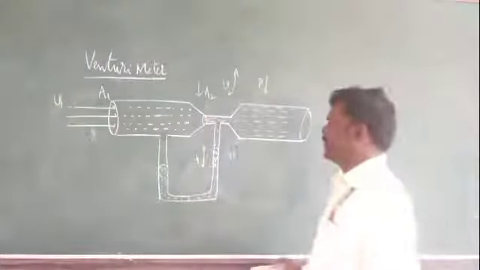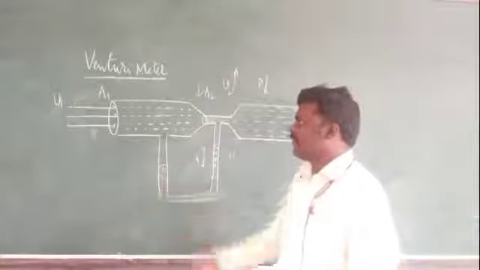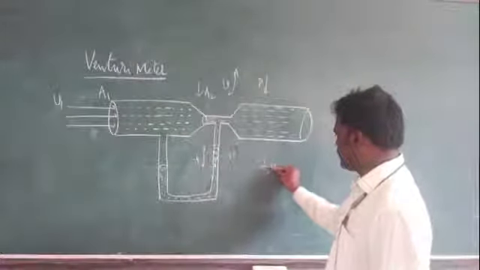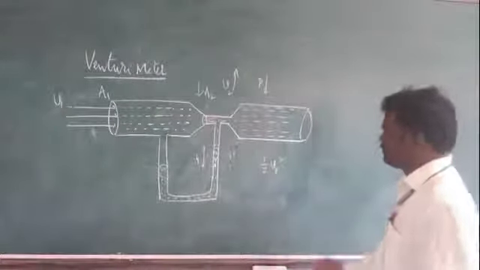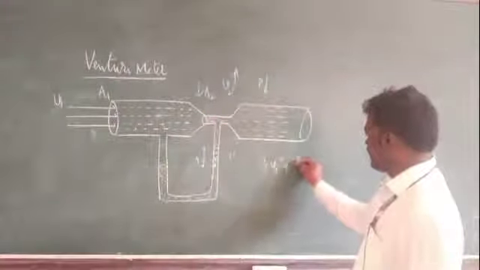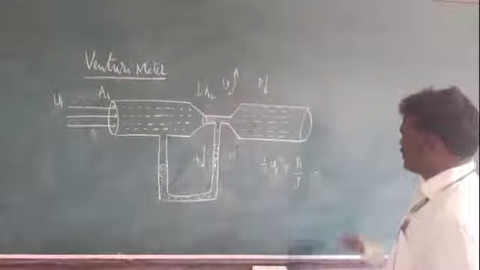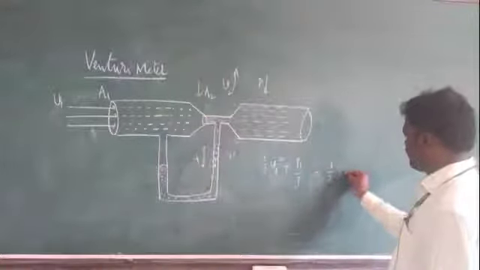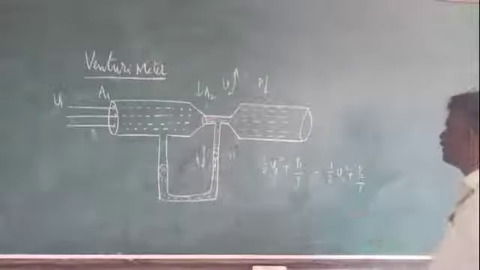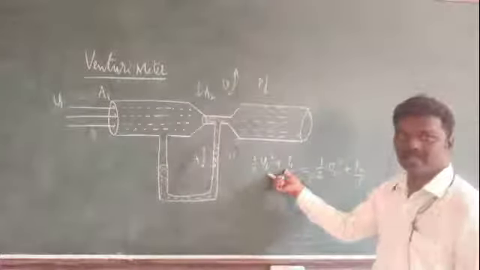We can apply Bernoulli's principle here. So listen: first I'm taking half V1 square, plus the pressure, which I'm taking as atmospheric, P1 by rho, which is equal to half V2 square plus P2 by rho. So Bernoulli's principle, this is for a hydrogen fluid.